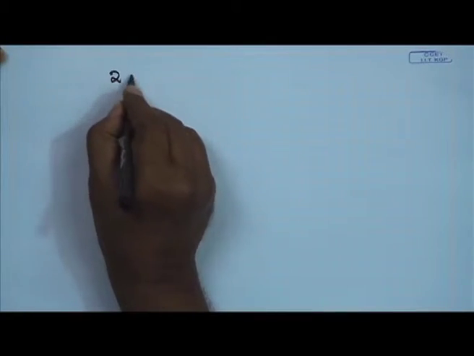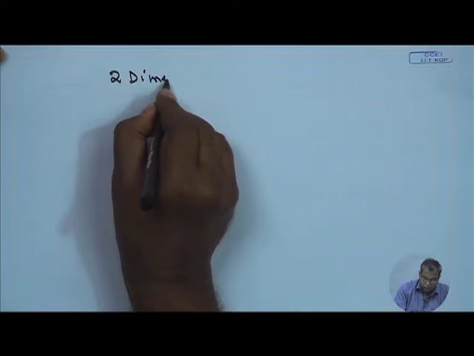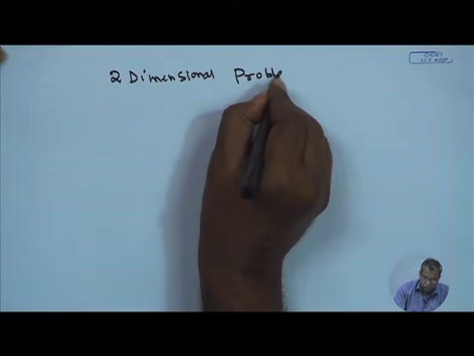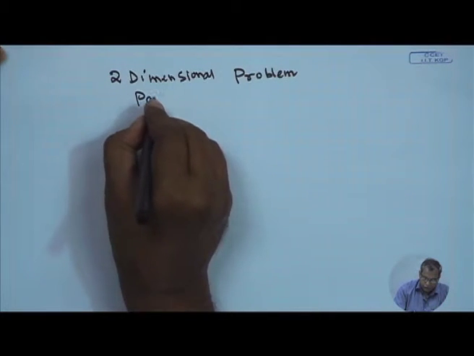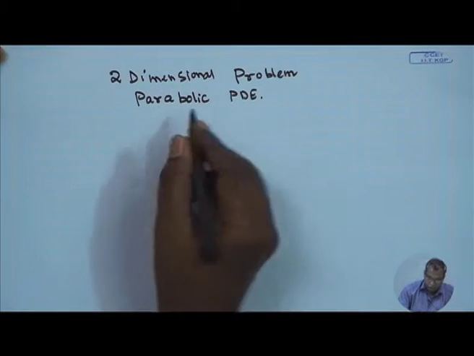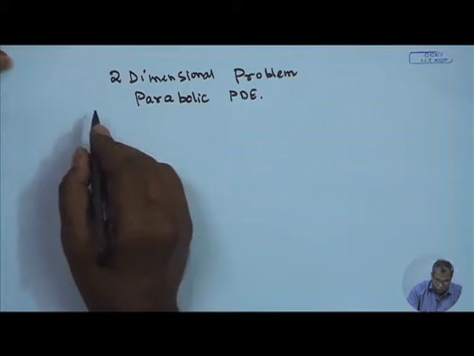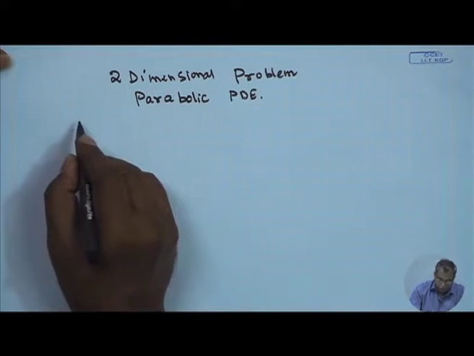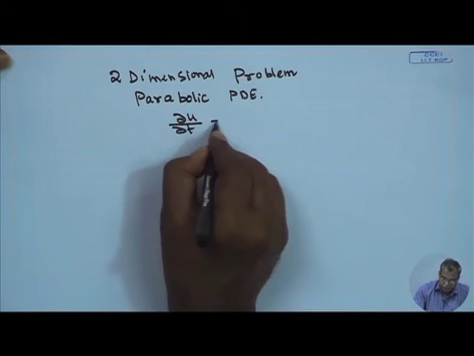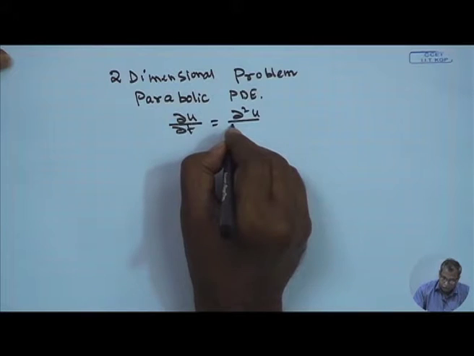The first problem that we will be talking about is a parabolic partial differential equation in 2 dimensions. So we will be working with a 2-dimensional problem. We will be defining 3 problems: first kind, second kind and third kind. That will depend entirely on the type of boundary condition we are dealing with.